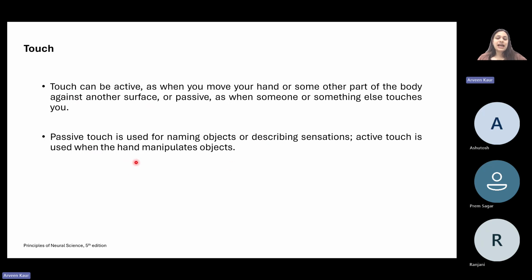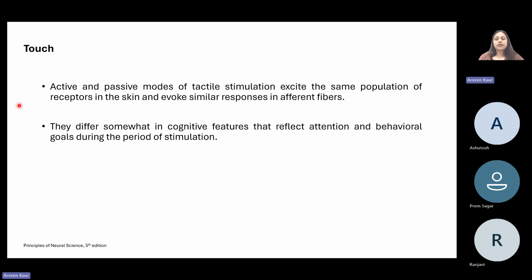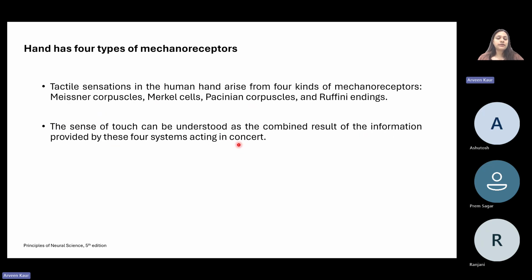Active touch is used when the hand manipulates objects, such as me moving this mouse to move this cursor, the laser cursor. So active and passive modes of tactile stimulation excite the same population of receptors in the skin and evoke similar responses in afferent fibers. They differ somewhat in cognitive features that reflect attention and behavioral goals during the period of stimulation.